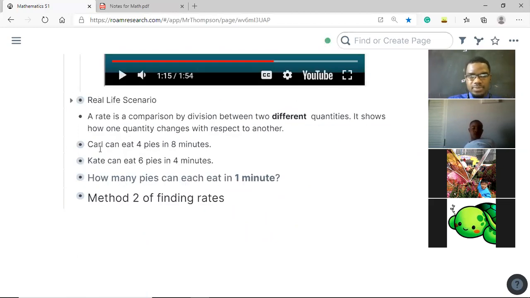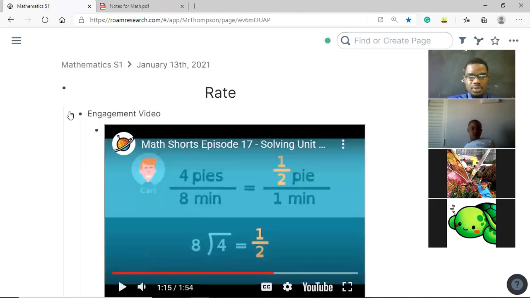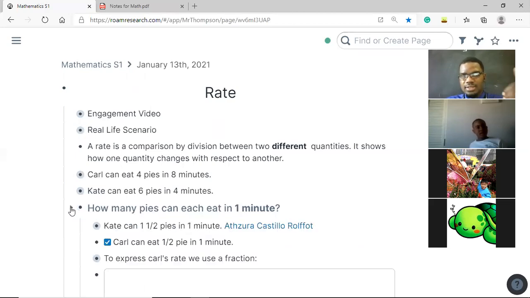We're finished with rate. So we learned method 1 and we learned method 2. Good job. I have a question, sir. Is there a third method, sir? No, there's no third method. There's only the easy method and the easier method. Okay, let's do one more example.